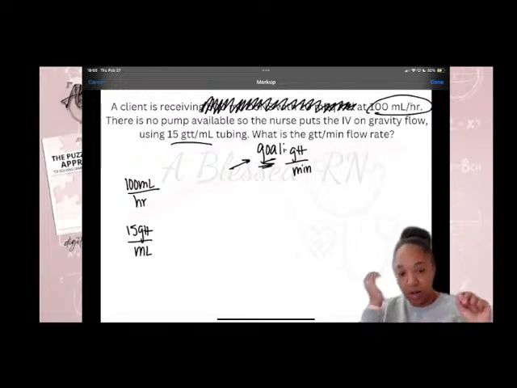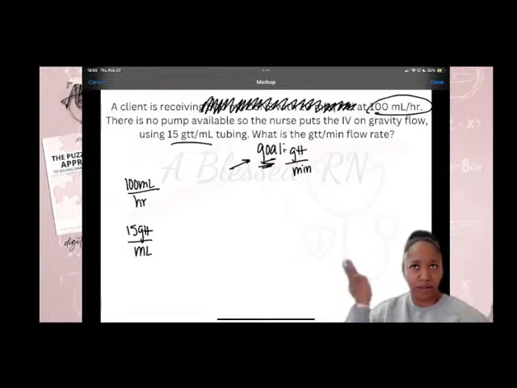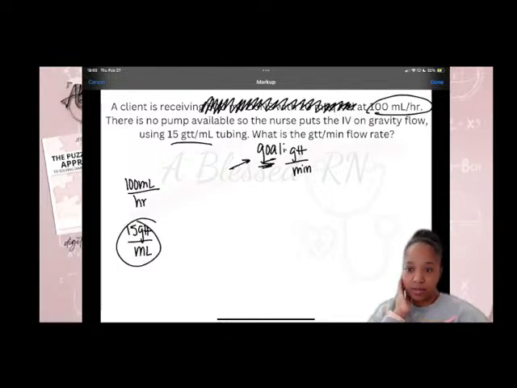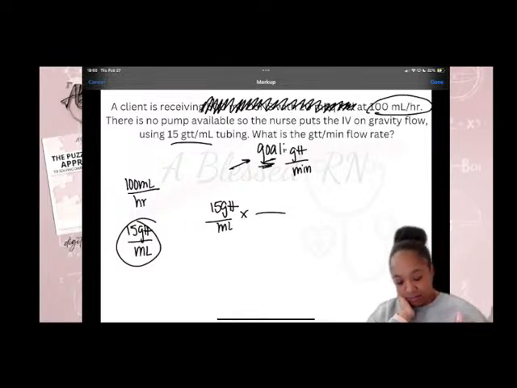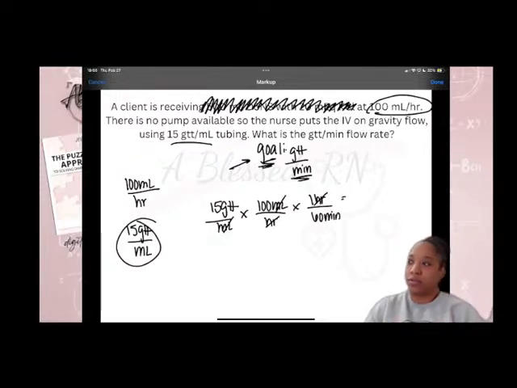Okay? So, how are we going to set this up? What is our goal? What are we looking for? Drops on the top, right? Start with your drops. 15 GTT over ml. Okay? Now, we need milliliters on top. So 100 milliliters per hour. Milliliters are gone. Now, we need to get to minutes. I know that 1 hour is 60 minutes. Puzzle is complete. Now we can do our math. So we'll do 15 times 100 divided by 60. 25 drops per minute.